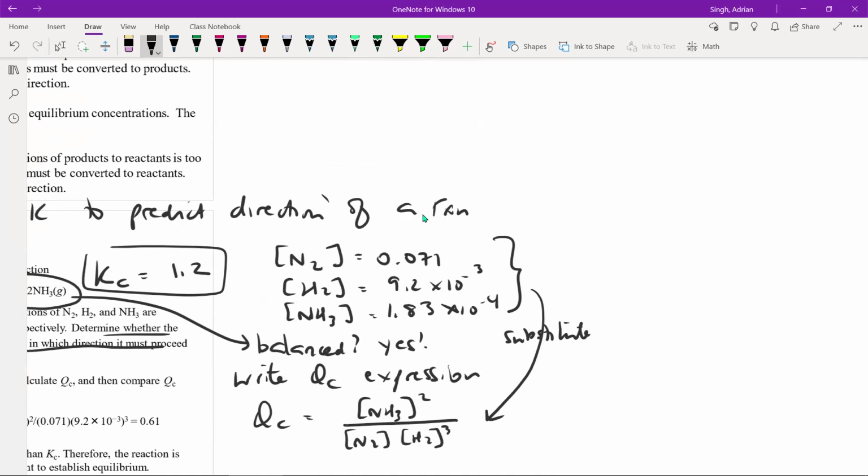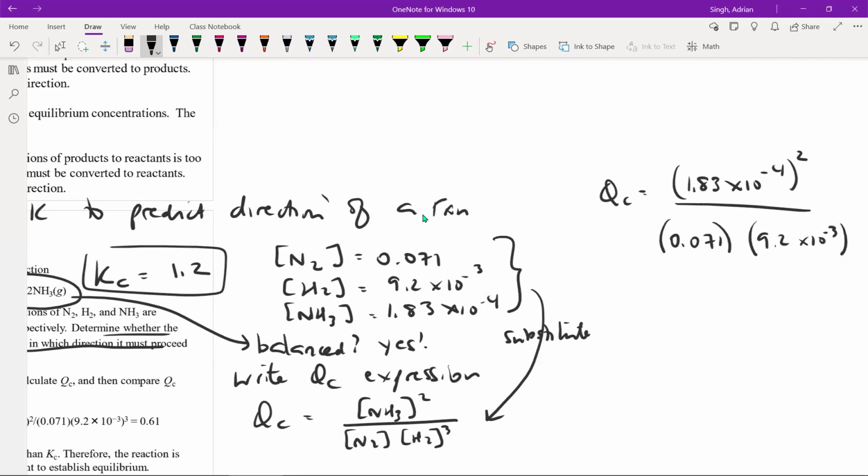Then we're going to write this up here on the right side. So Qc would be equal to NH3, which was 1.83 times 10 to the negative 4, squared, divided by the N2, which was 0.071, times the H2, which is 9.2 times 10 to the negative 3, to the third power. So really what this boils down to is just a math problem we need to solve for Qc. What is that value after you plug these numbers in?